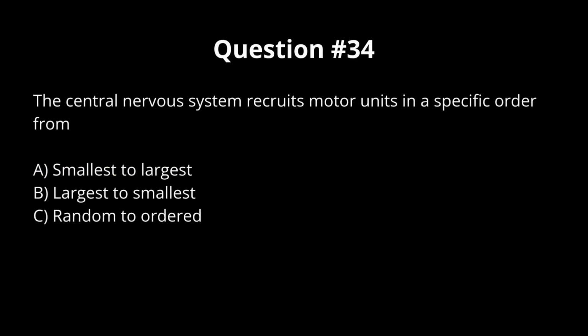Question number 34. The central nervous system recruits motor units in a specific order from A. Smallest to largest. B. Largest to smallest. C. Random to ordered. The correct answer is A. A size principle ensures smaller, low-threshold units are activated first, followed by larger ones as needed.